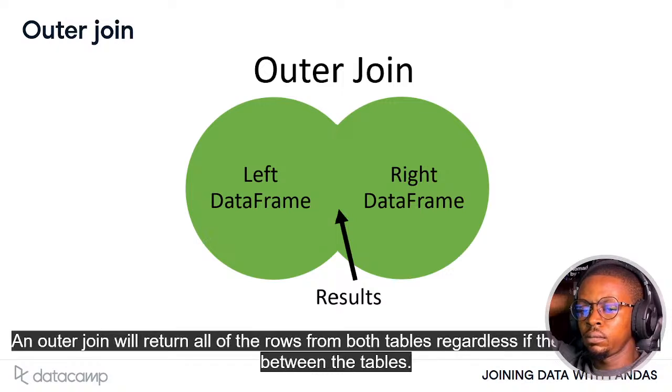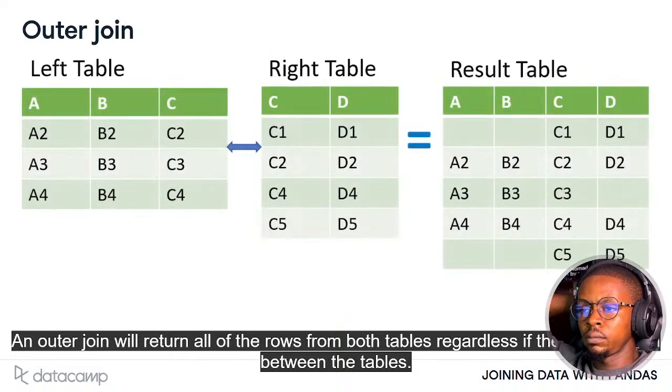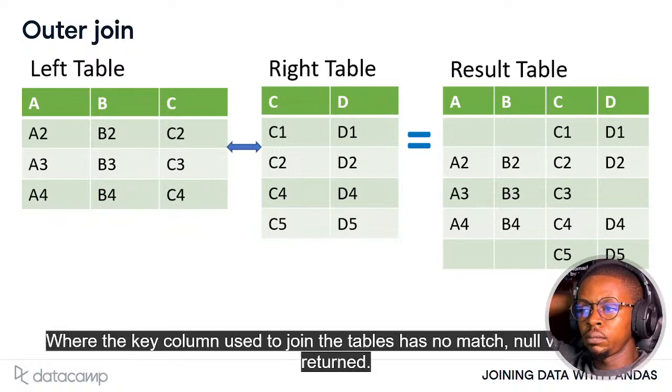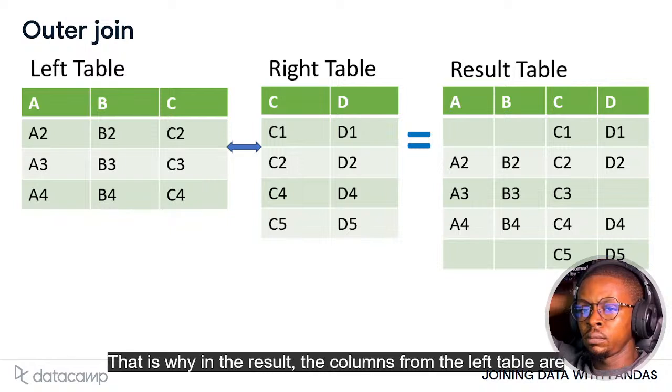An outer join will return all of the rows from both tables, regardless if there is a match between the tables. Here's a simple example of an outer join. Where the key columns used to join the tables have no match, null values are returned. That is why in the result, the columns from the left table are missing in rows 1 and 5, and in column D, row 3 is missing.